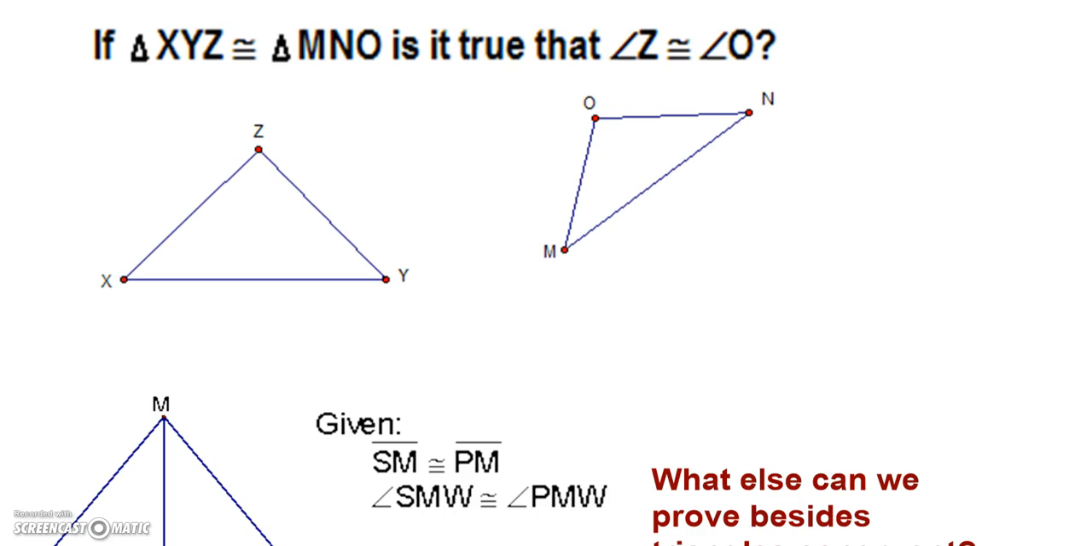So if we look at our first example here, if triangle XYZ is congruent to triangle MNO, is this true? Angle Z is congruent to angle O. So if we can just look at the angles in their spots here, Z is in the same location as a corresponding location in the 2 triangles. So yes, it is true that those are congruent to each other.